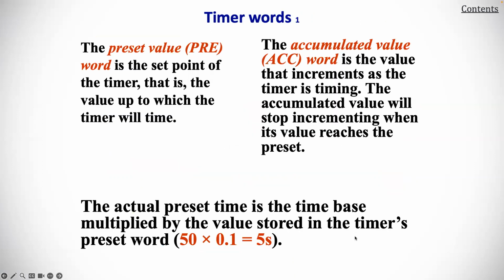For timer words, the preset value PRE word is the set point of the timer. That is the value up to which the timer will time. The accumulated value ACC word is the value that increments as the timer is timing. The accumulated value will stop incrementing when its value reaches the preset. The actual preset time is the time base multiplied by the value stored in the timer's preset word.